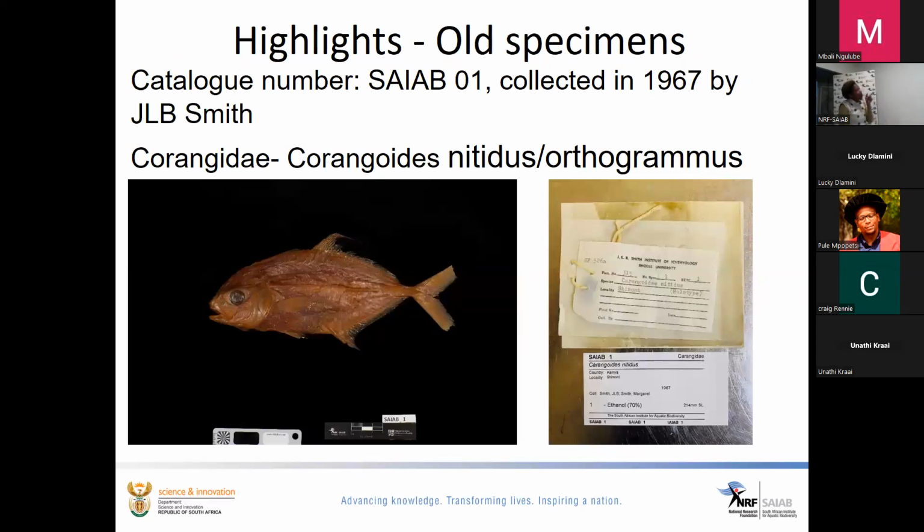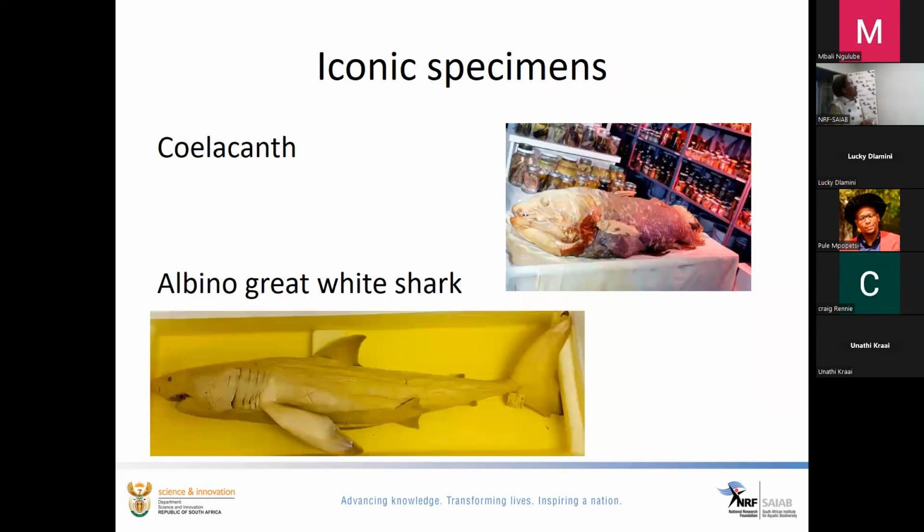I'm not sure if this one is the third oldest specimen. I chose it because it is the first specimen to be recorded in our database. As you can see, its SAIAB number is 1. It was collected in 1967 by J.L.B. Smith.